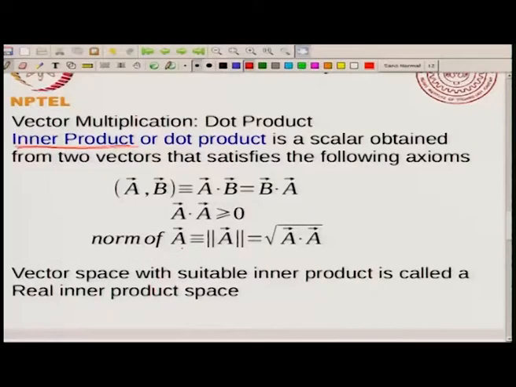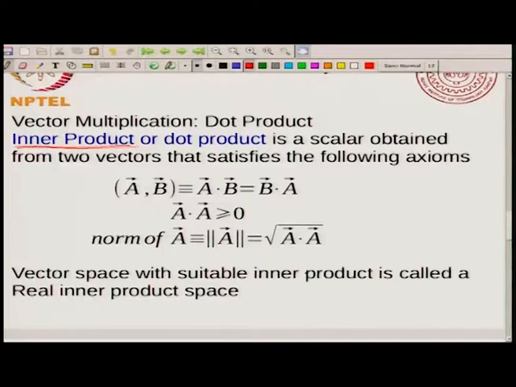And formally we define the norm of a vector, denoted by these double lines, and that is just the square root of A dot A. So a vector space with a suitable inner product is referred to as a real inner product space.